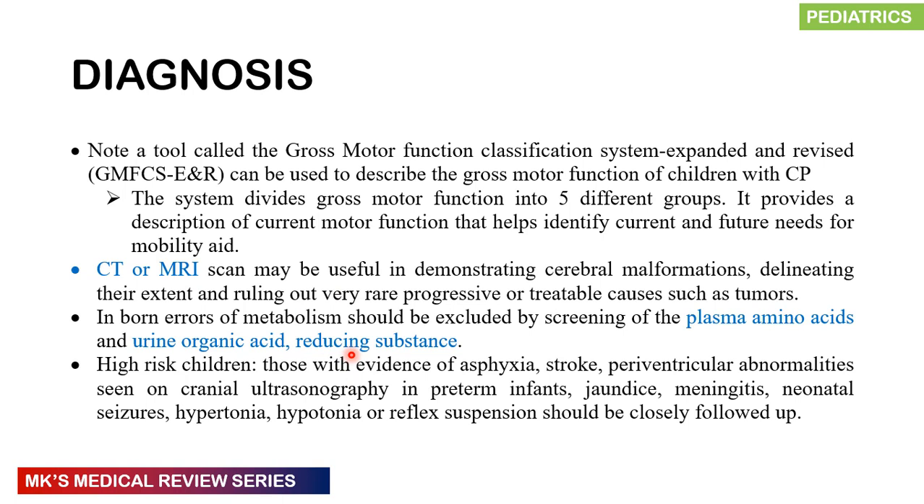Remember that if you get a high-risk child, and what do we mean by a high-risk child? Anyone that has evidence of perinatal asphyxia, stroke, periventricular abnormalities that are seen on the cranial ultrasound, especially those that we do in preterm infants, any jaundice, meningitis, neonatal seizures, hypotonia, or reflex suspension. All these children are considered as high risk and you must follow them up closely. Most literature says until they reach the age of 2, but we can even follow them up beyond this just to be on the safe side.